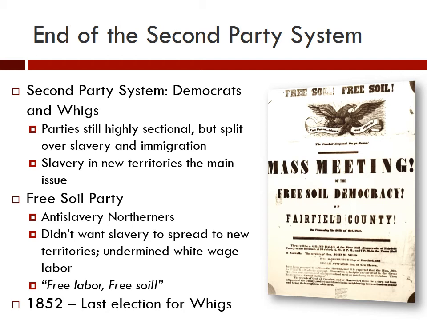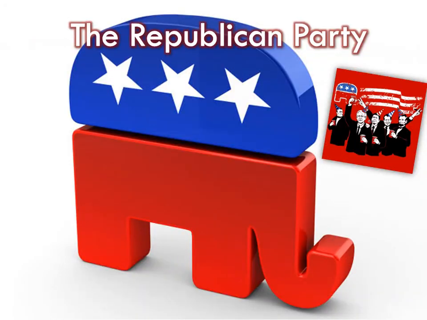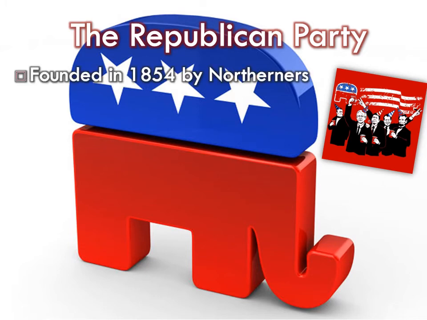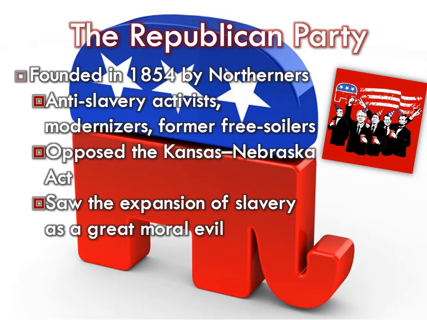The Free Soil Party kind of gain some more steam and gain some more interest, but then we are going to see also later on that there's going to be some new parties that develop from this. And that new party is going to be the Republican Party. So it was founded in 1854 by Northerners. Most of these Northerners were anti-slavery activists, modernizers, so people that wanted more modern transportation and infrastructure, as well as people who had been part of the Whig and the Free Soil parties.